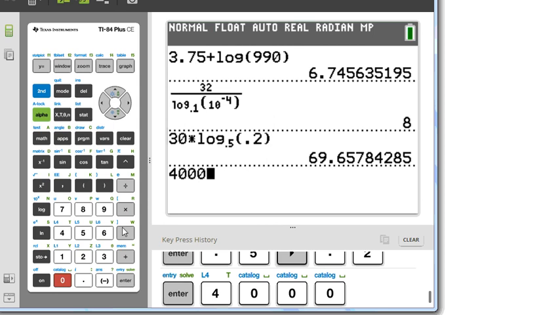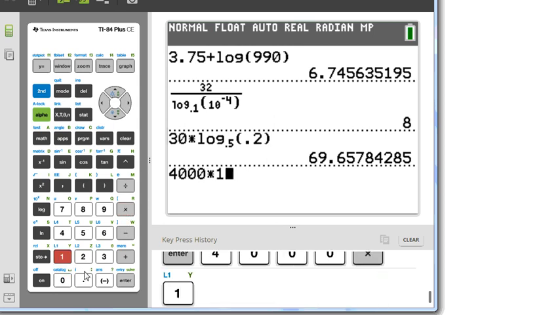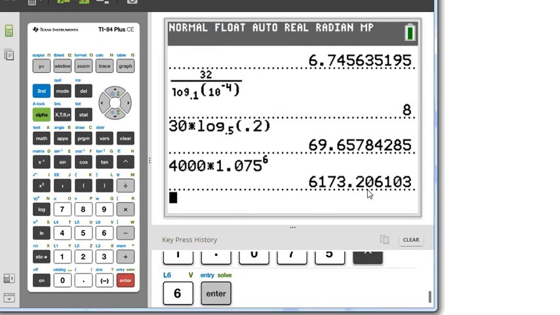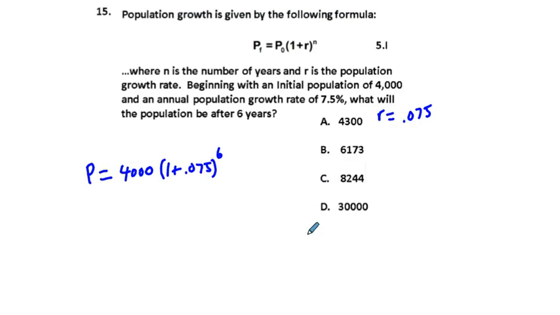4,000 times 1.075 to the power of 6. We get 6173 people, answer choice B.